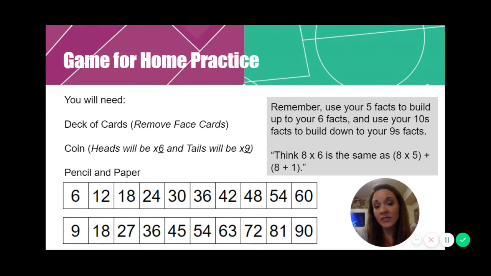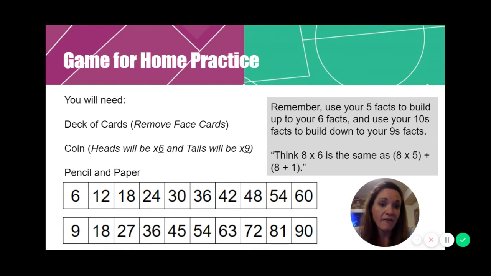So you're going to have your deck of cards for aces through tens, and then you also want to have a coin. Doesn't matter what the coin is, but I want the head side to stand for your times 6 facts, and your tail side will be times 9. You're also going to want to have a pencil and paper where you can list out your multiples of 6, and you can list out your multiples of 9, like you see on the slide.